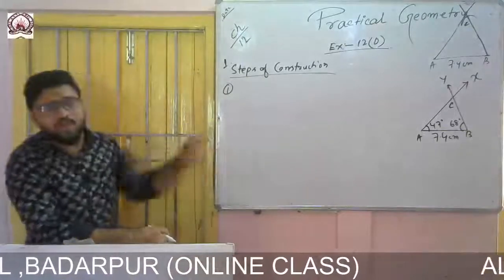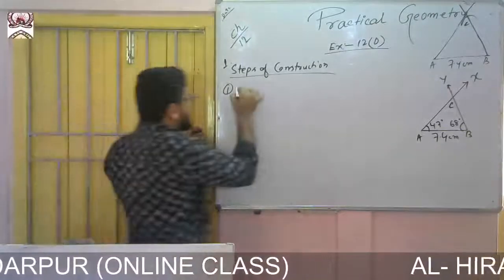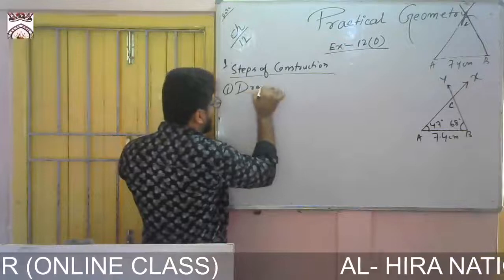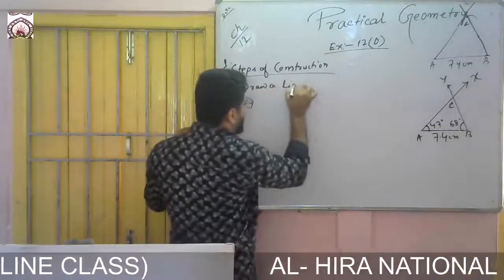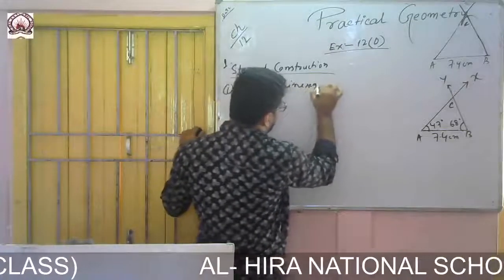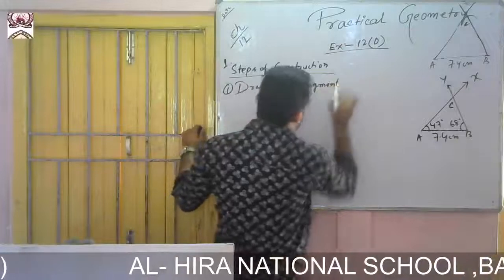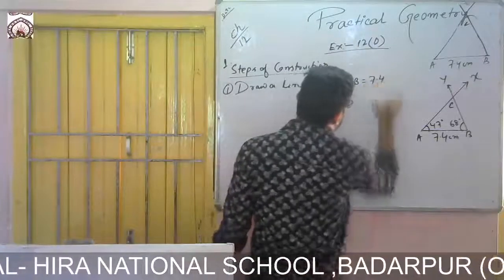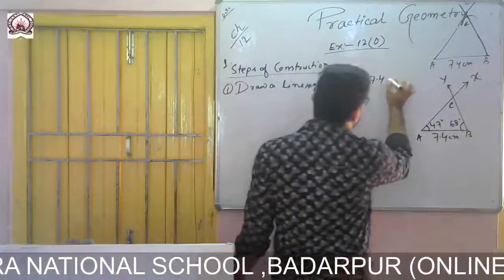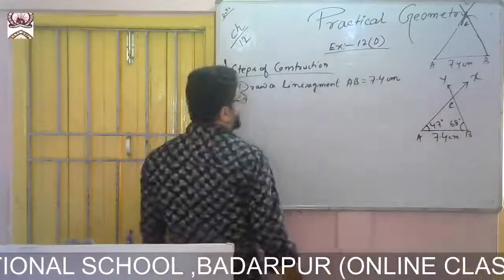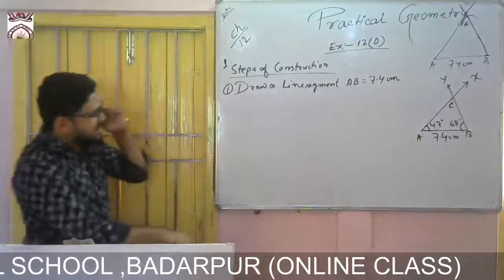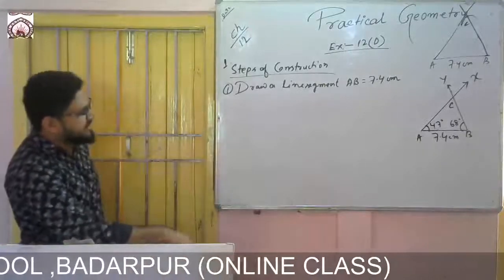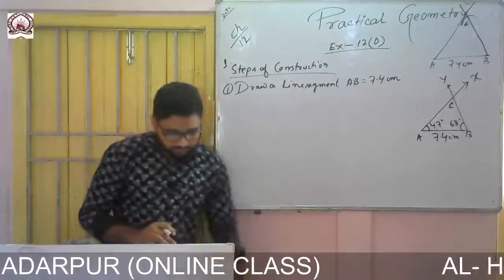Draw a line segment AB equals to 7.4 centimeter. After that what?